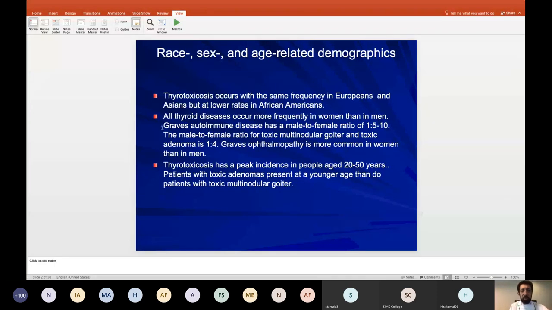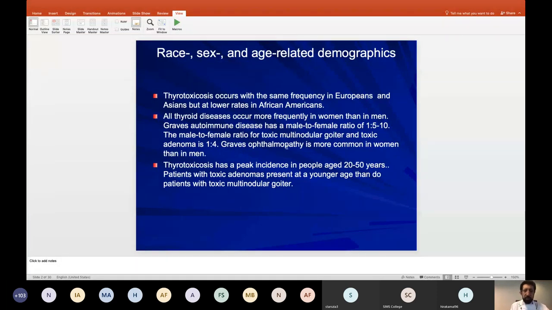When we are talking about this Graves' autoimmune disease, the male to female ratio is about 1 to 5 to 10. Definitely, this thyroid disease is much more common in women as compared to men. But here, when we're talking about the Graves' disease or the diffuse thyrotoxicosis, the ratio is about 1 male to 5 to 10 females. Whereas when we're talking about toxic multinodular goiter, still it is much more common in the females, but the ratio shoots down to 1 male to 4 females. And this Graves' ophthalmopathy is much more common in women.